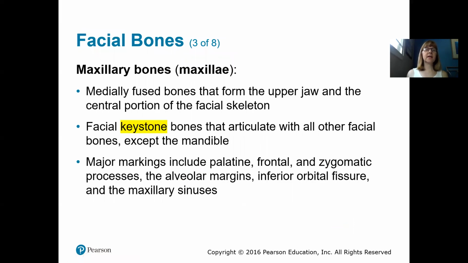All right, then there is the maxilla, the maxillary bone, and that one is the facial keystone bone. All the other bones articulate with that, so it's the equivalent of the sphenoid bone. And its major markings, that zygomatic process is really important to remember, and the maxillary sinus. Once again, we'll get to the sinuses a little bit later in this chapter, but that's important to remember.